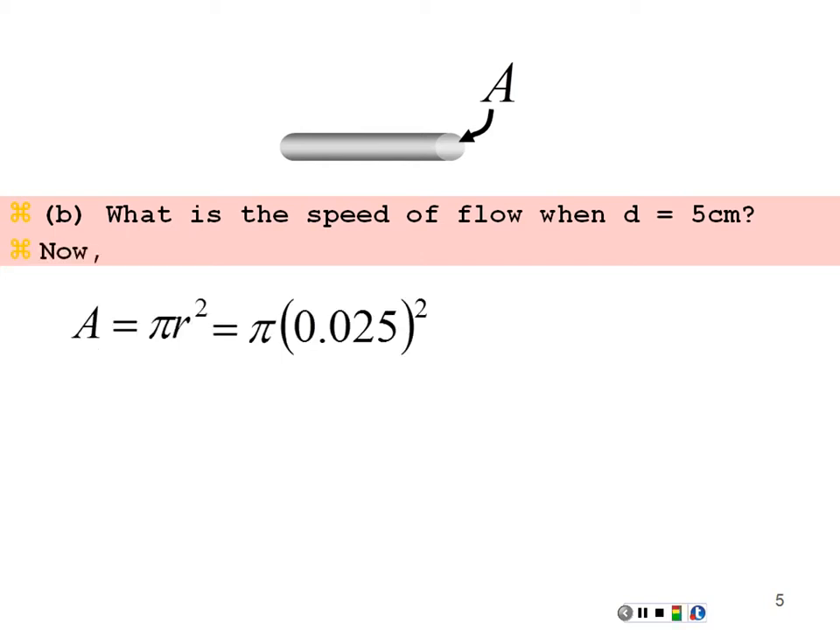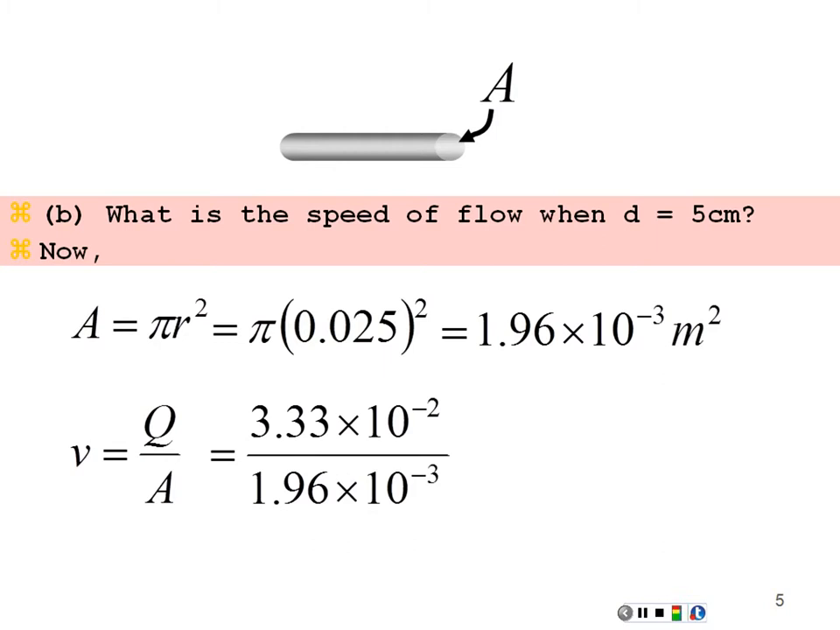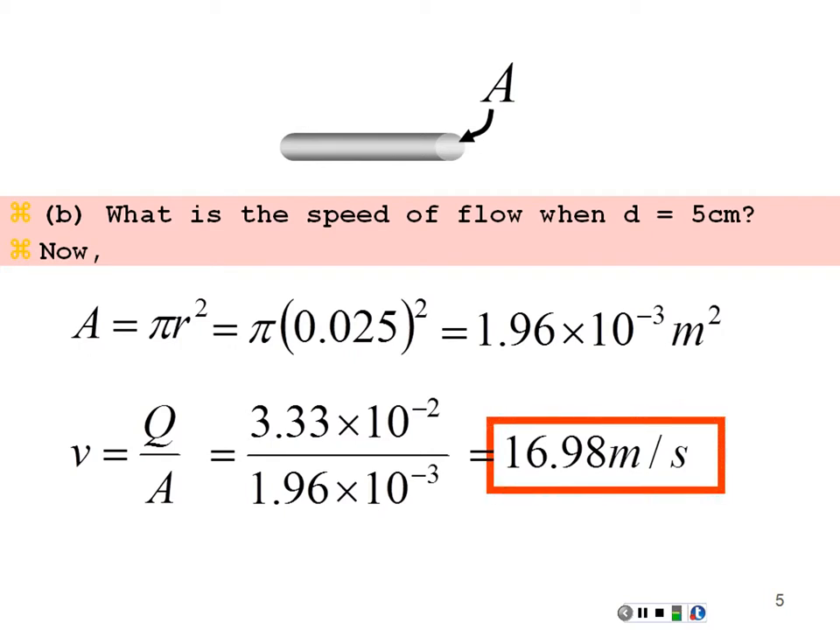So the area in this case is pi times 0.025 meters squared, 1.96 times 10 to the minus 3 square meters, and now our velocity, same rate of flow, 3.33 times 10 to the minus 2 cubic meters per second over this new area, 1.96 times 10 to the minus 3 square meters. Yes, our velocity is 16.98 meters per second, 4 times the flow.